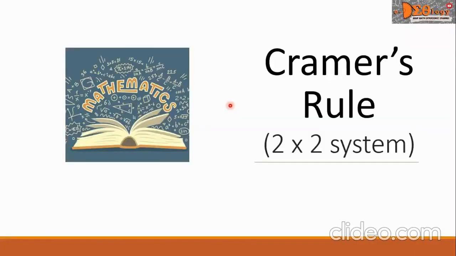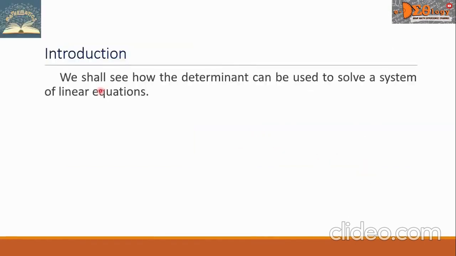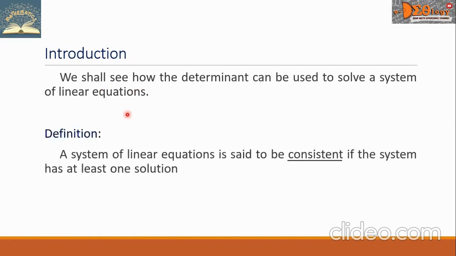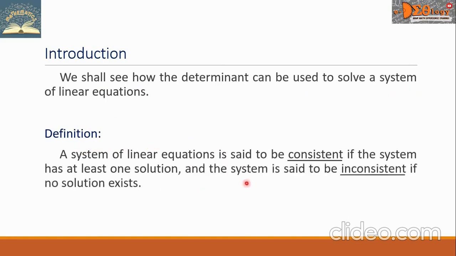Hi everyone, today we're going to study Cramer's rule for 2 by 2 linear system of equations. We shall see how the determinant can be used to solve a system of linear equations. By definition, a system of linear equations is said to be consistent if the system has at least one solution. And the system is said to be inconsistent if no solution exists.